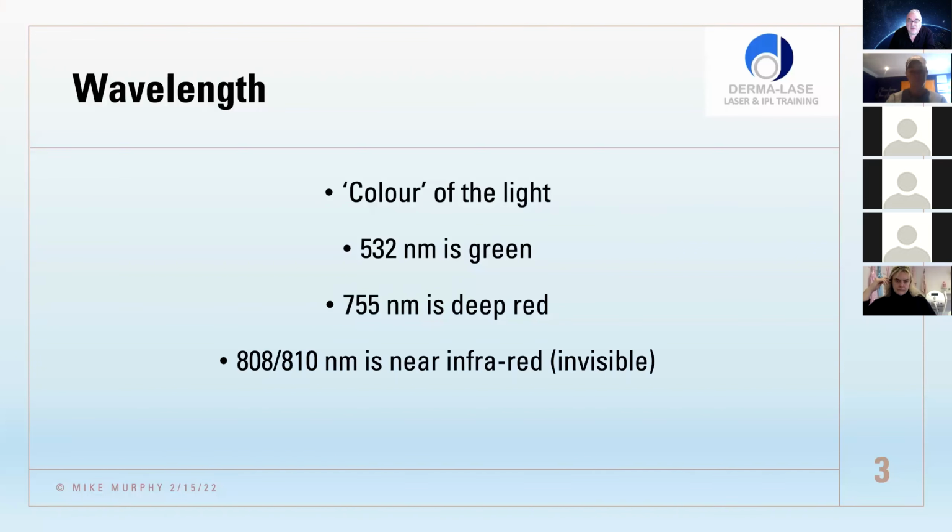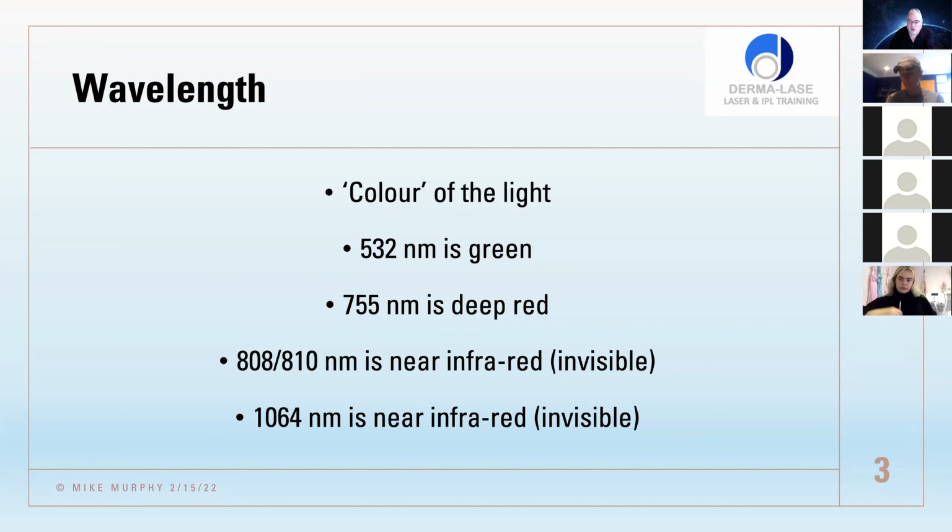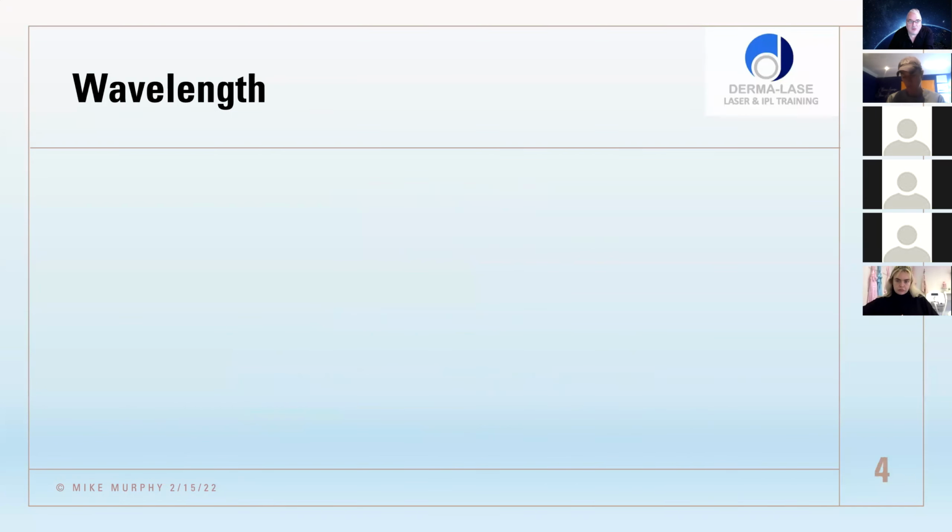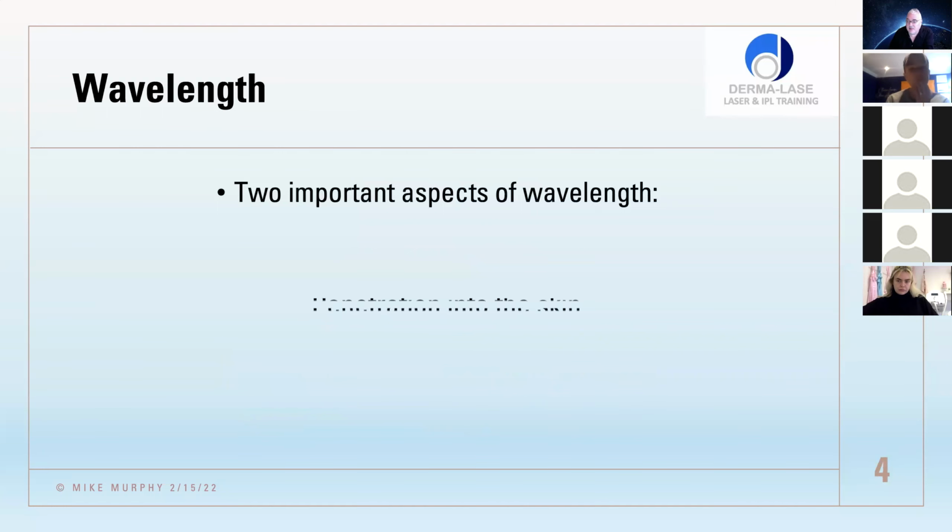808 or 810 is near infrared. It's invisible. You can't see that. We use that for hair. And then 1064 we use for tattoos and hair as well. And it's also near infrared and also invisible. So you can't see. You'll never see 1064 or 810. It's just impossible. But the two important things that we need to understand.